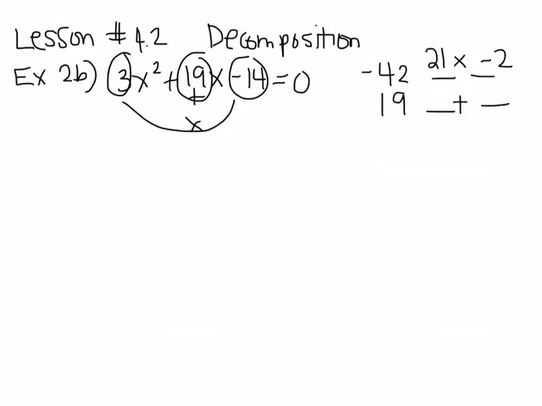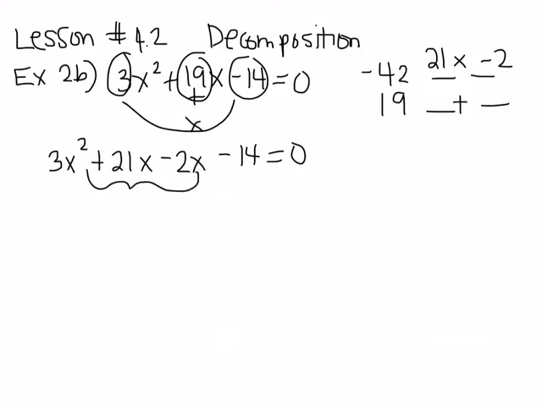Once you find those two numbers, you're going to rewrite the middle b value, which in our case is 19, and replace it with 21 and negative 2. So 3x squared, instead of 19x, you're going to write positive 21x minus 2x minus 14 equals 0. Everything stayed the same except your middle 19x was replaced with the two numbers we said would multiply to your a and c value, but at the same time would add up to your middle.